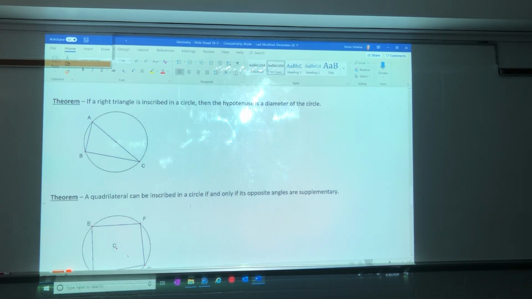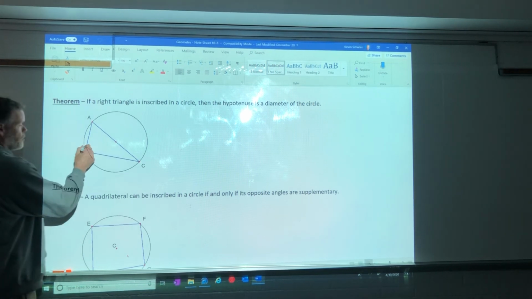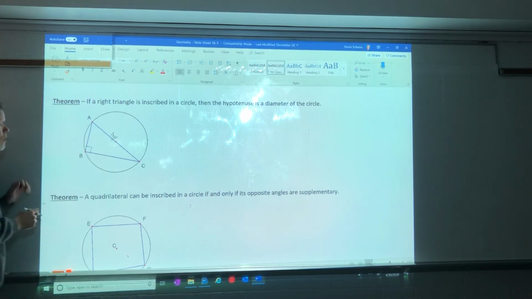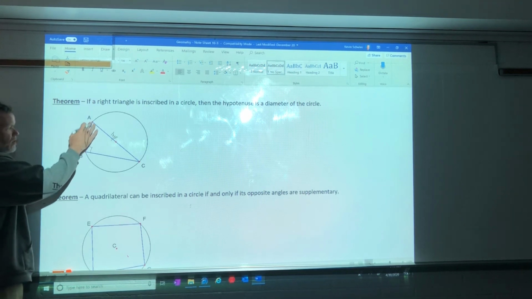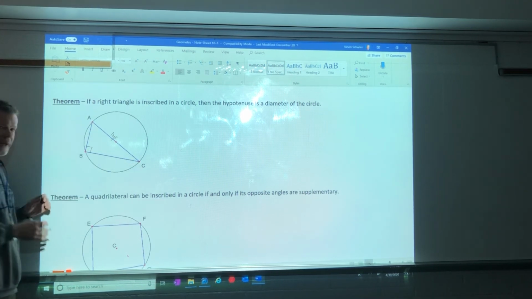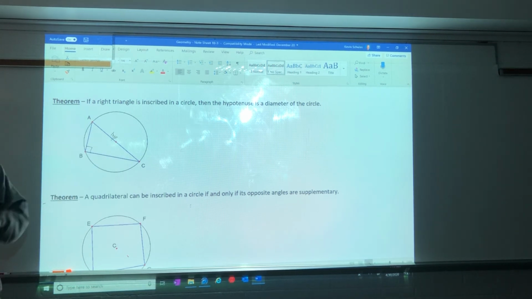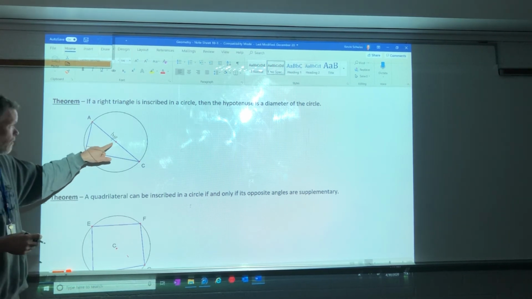The first one is dealing with the right triangle. If you have a right triangle, here's your 90 degrees. This is your hypotenuse, right across from the 90-degree mark. And the right triangle is inscribed in the circle, meaning all of its vertices are on the circle. All the angles meet at the circle. If a right triangle is inscribed in the circle, then the hypotenuse right here is going to be the diameter. Now we know that this is the diameter because we look at it going right through the center.